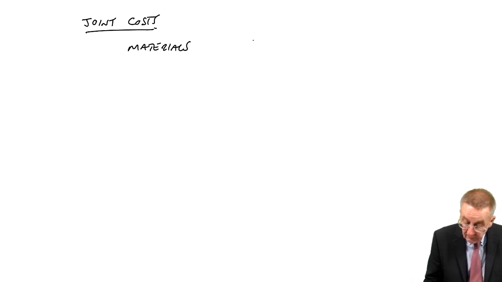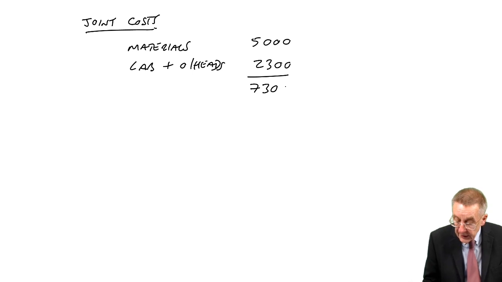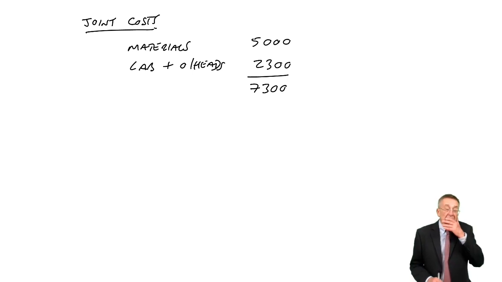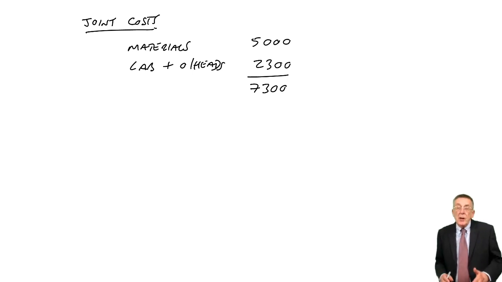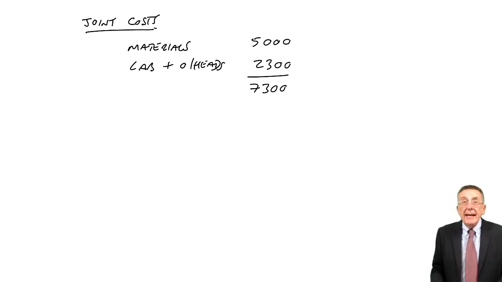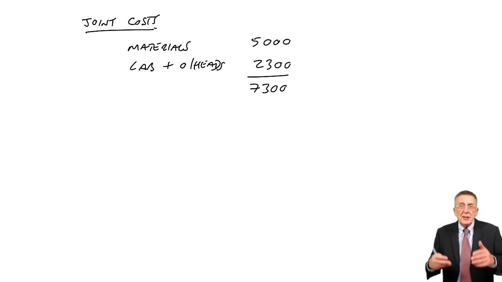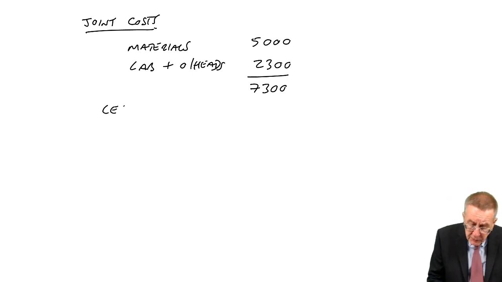Materials, 5,000. Labour and overheads, 2,300. So a total of 7,300. And there is a byproduct here, and since it's really scrap, unless the question tells you to do different, any money we get from a byproduct, we treat it as a negative cost, as reducing the total cost of the main products. So we subtract the money from the byproduct.